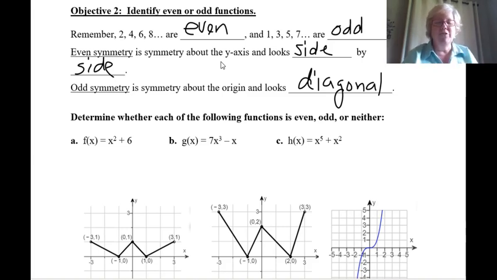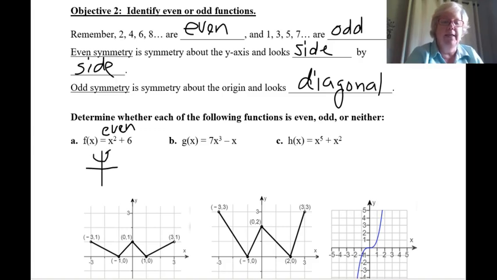Okay, now, how can you tell if a function is even, odd, or neither? Well, first off, we're going to look at polynomial functions. If a polynomial function has only even exponents, remember even numbers are like 2, 4, 6, 8, then you can be assured that the symmetry is even. If you recall from graphing, x squared is a parabola, and plus 6 would be the y-intercept, so that graph, that shape is side by side.